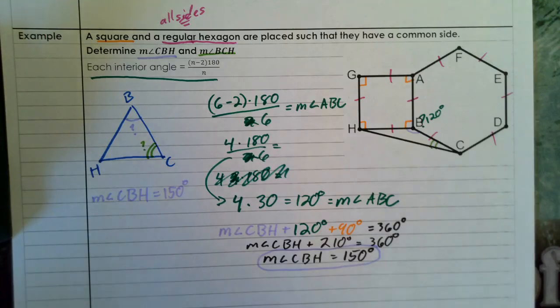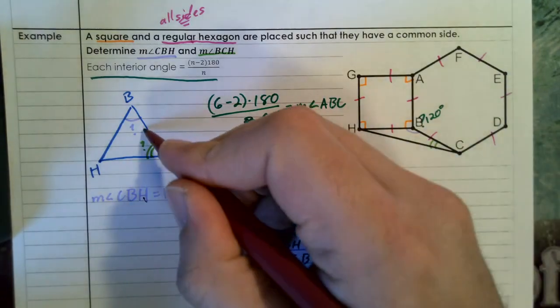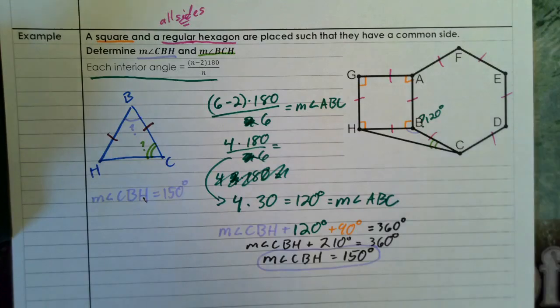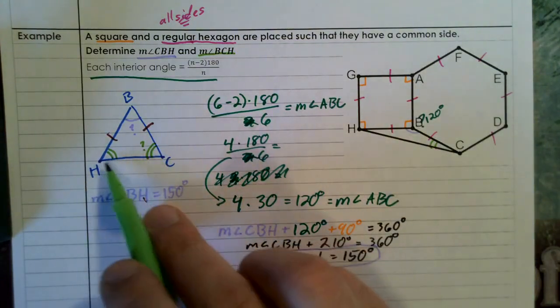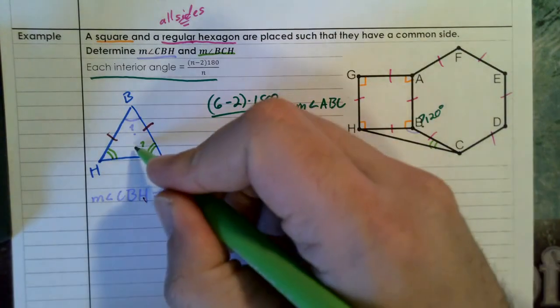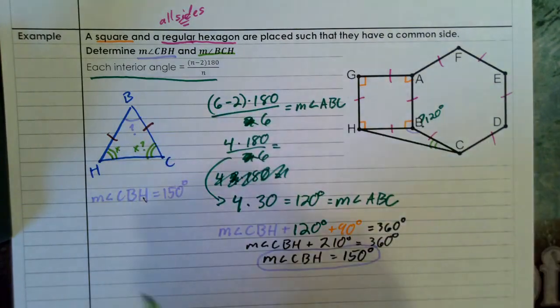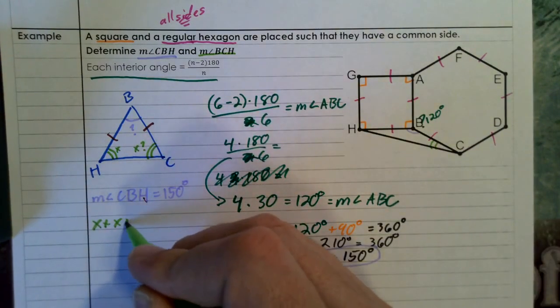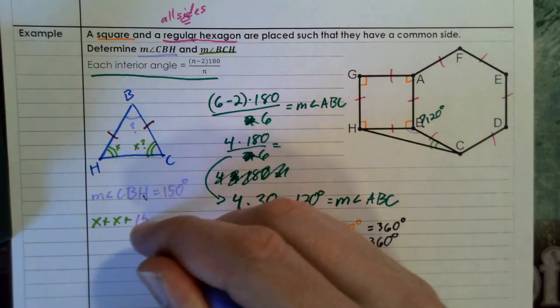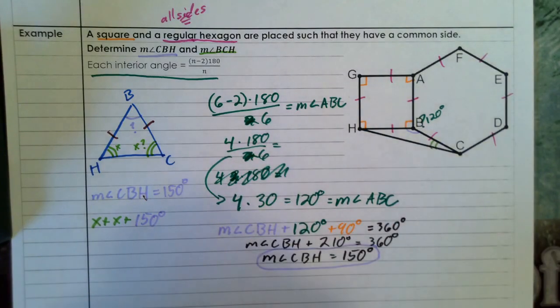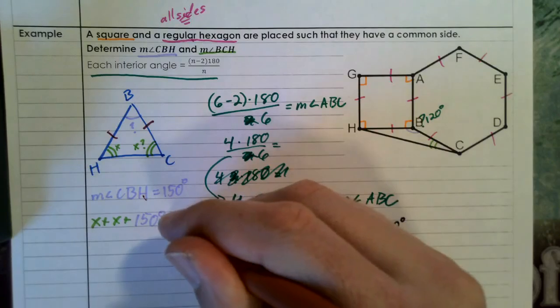So that is 150. Now, since I know that all these sides are congruent, if those sides are congruent, by that isosceles triangle nonsense, I know that that side also has to be congruent. So these two angles have the same measure. I'm just going to call them x for just a little simplified solving. I can say x plus that 150 I just found should equal 180 degrees, and that'll tell me the measure of BCH, because I know that in all triangles, they always add up to 180.